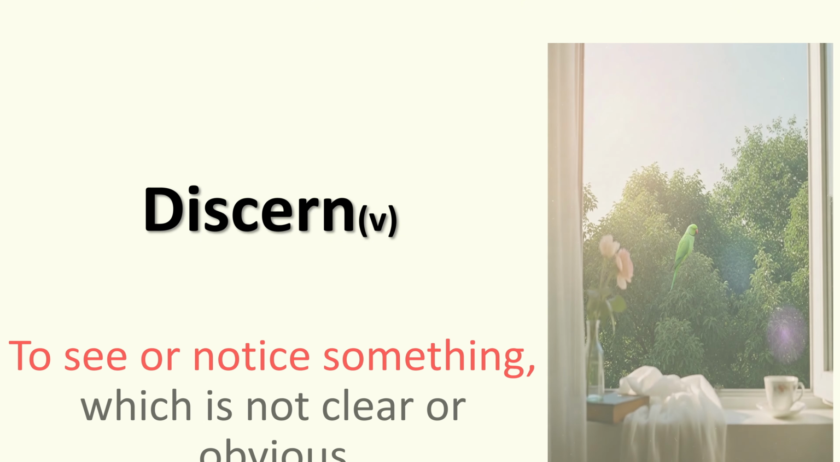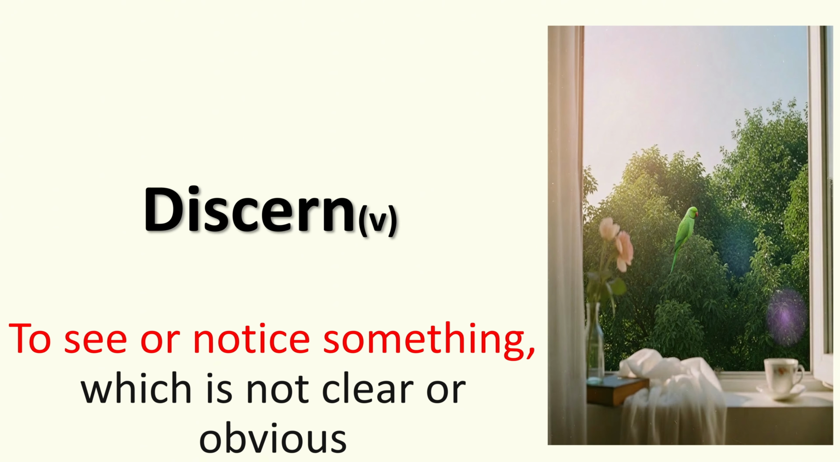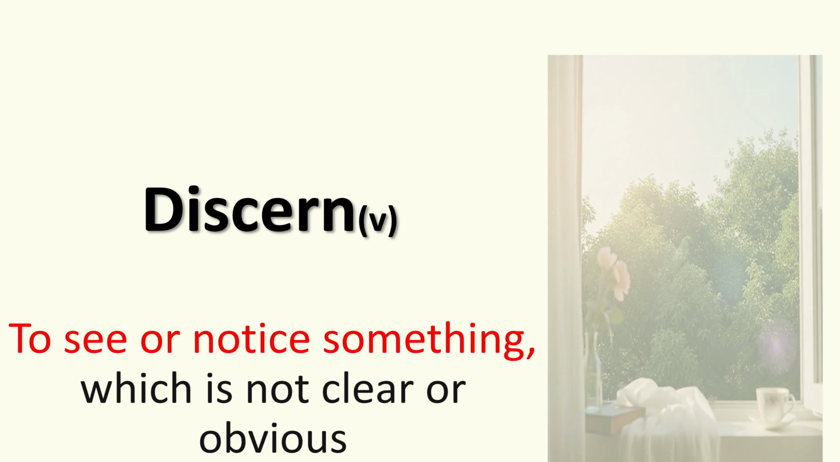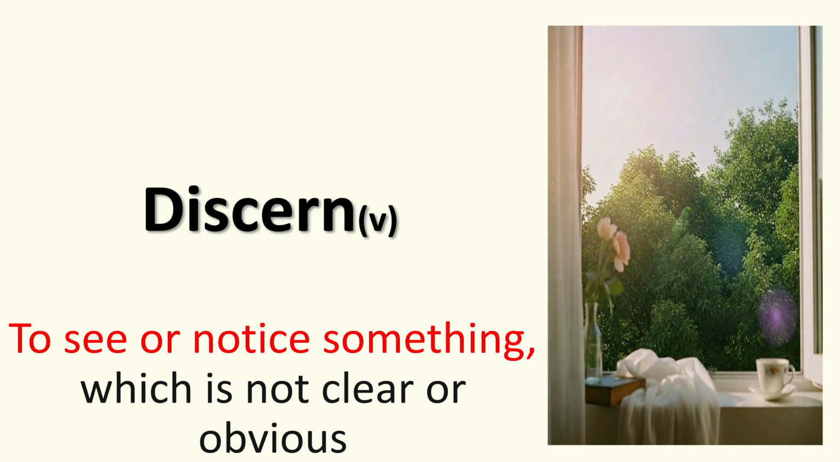The next word is discern. It's a verb. It means to see or notice something which is not clear or obvious. For example, in this illustration, you can see the parrot in the trees. It is easy to see because it is clear. But can you discern the parrot now? It is there, but it is not clear.